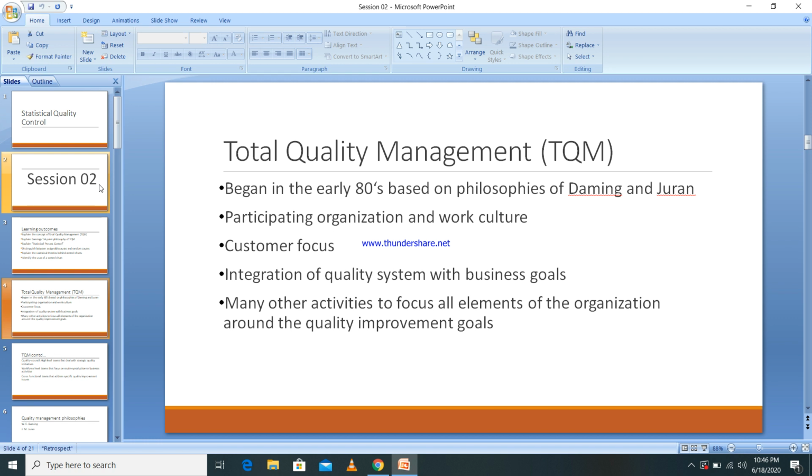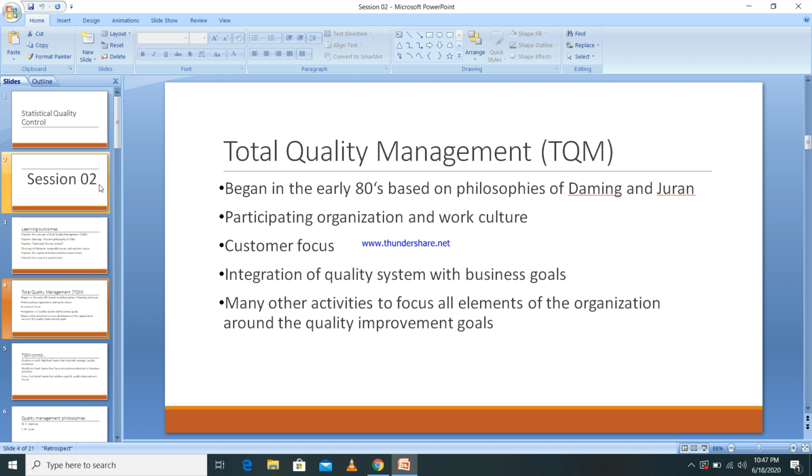This began in the early 80s based on two philosophies. Basically we call them the philosophies of Deming and Juran. And total quality management is always about teamwork, right? In a factory or a company, you always have to practice teamwork in order to maintain the quality of your product or service.